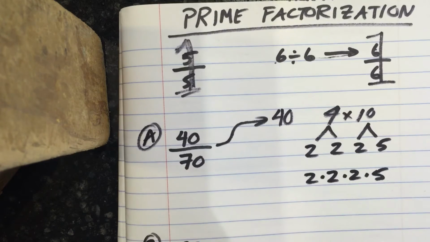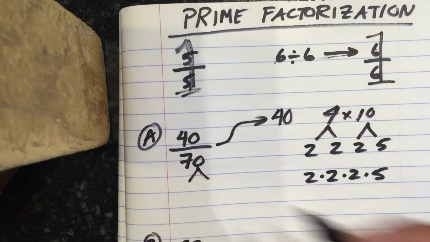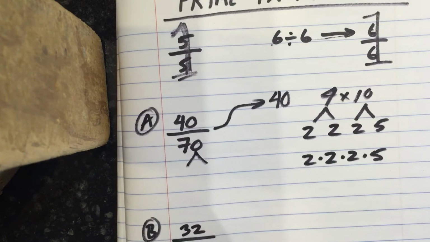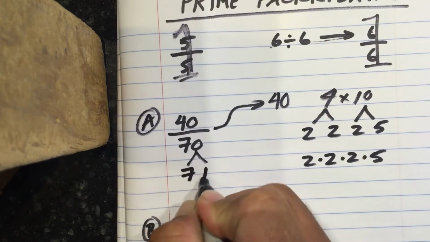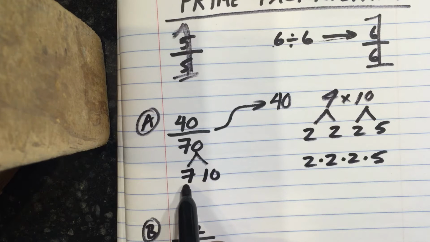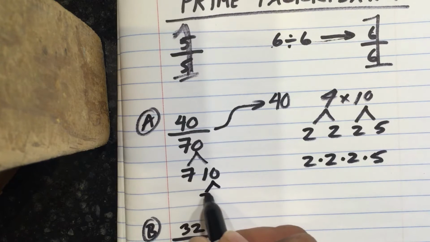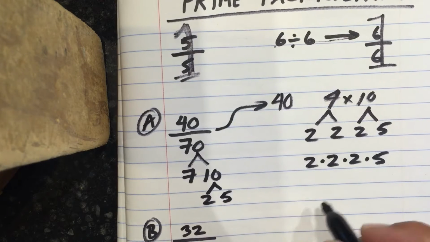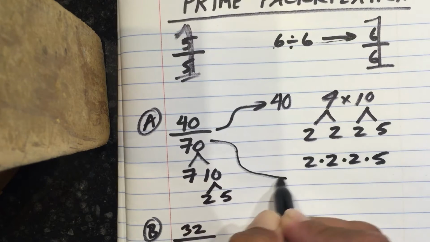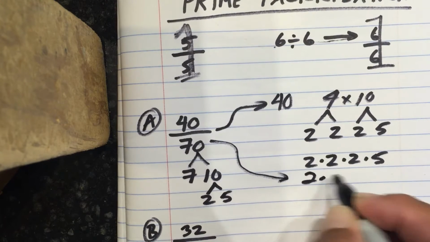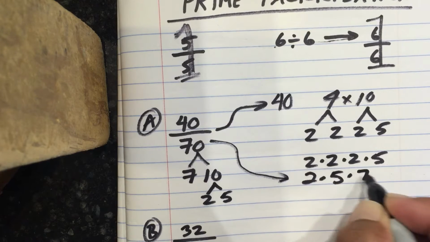Likewise, we can do the same thing for the 70. So I'll do it this way, like the tree method that you may have learned in earlier years. 7 times 10. 7 is prime. It can't be broken down any further. 10 is a 2 times 5. So 70 can be written down as 2 times 5 times 7.